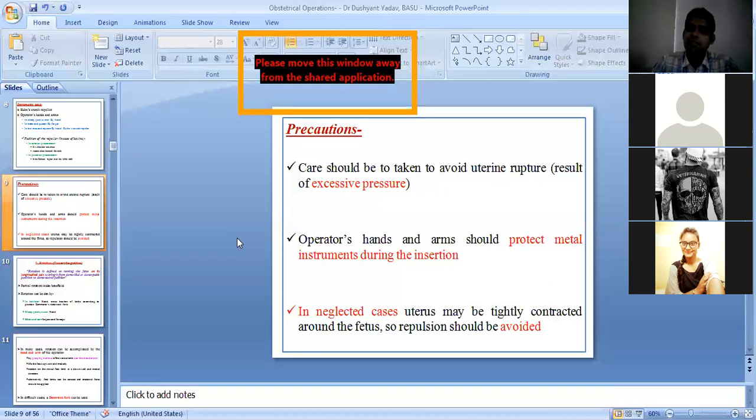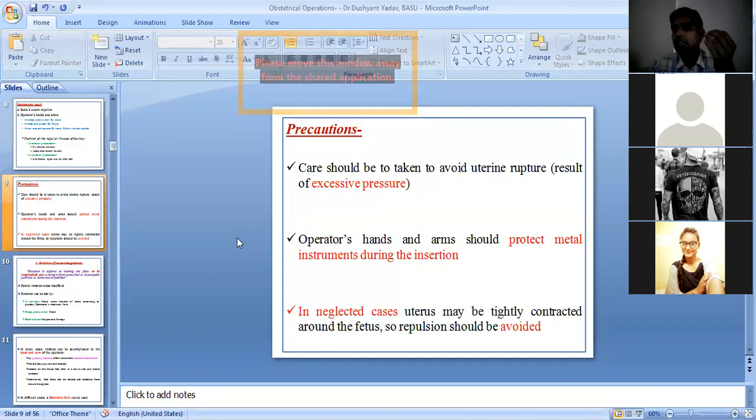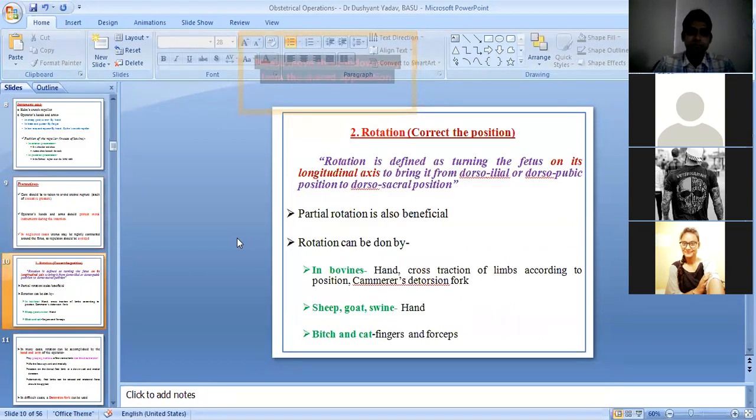If necessary, then a very excessive amount of lubricant should be used. After that, you should do it. In between the repulsion, you should also pour the lubricant.